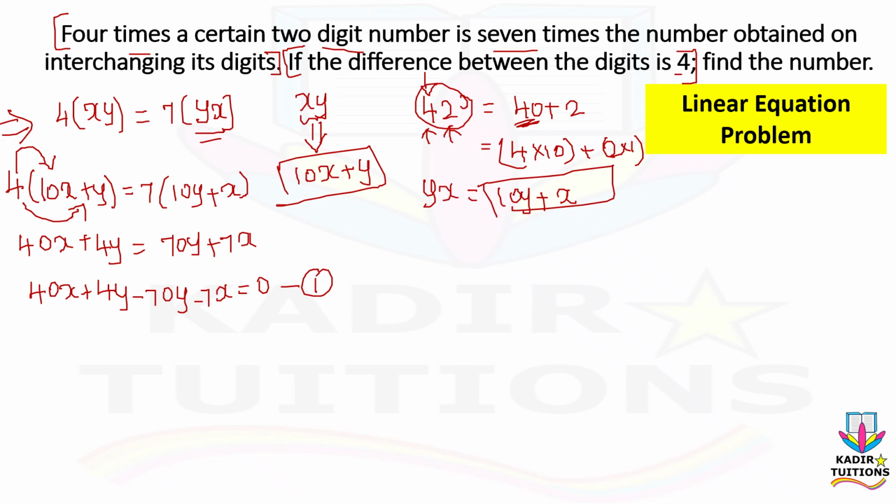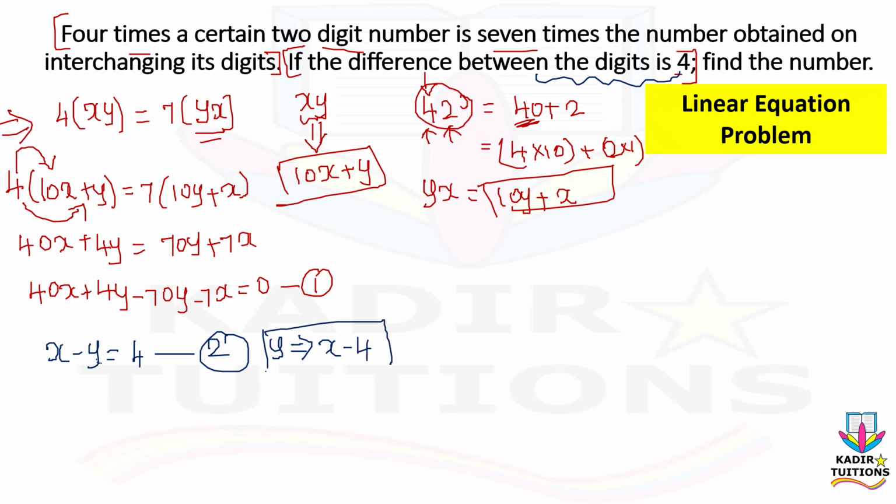So what is there in the second statement? The difference between the digits is 4. Whenever they are talking about digits, do not take the place value. It is only the digits. So what are the digits involved in a two-digit number? x and y. So in the second statement they are saying the difference between the digits is 4: x minus y equal to 4. This is our second equation. From this, we can find y, or x also you can find. Here I am going to find y: y equal to x minus 4, right?